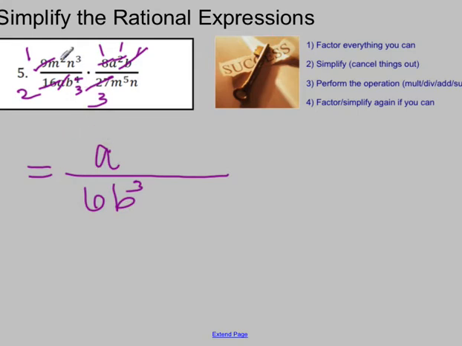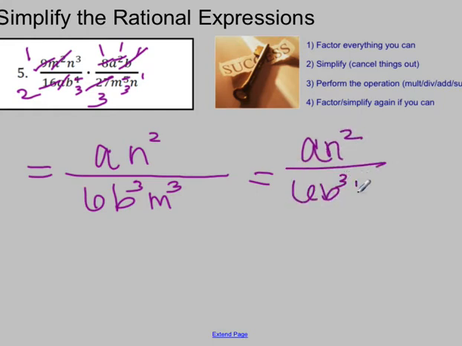Now I'm going to look at m. I have m to the second and m to the fifth. The larger is in the denominator, so I would have 5 minus 2, which is m to the third. This one's gone. And lastly, my n. I have n to the third and n to the first, so my larger is in my numerator, so n will stay in the numerator. 3 minus 1 is 2. So I look, is there anything else that can be simplified? No, so my final answer is a, n to the second, over 6, b to the third, m to the third. Not sure why I rewrote it. It looks exactly the same as the one I had before.